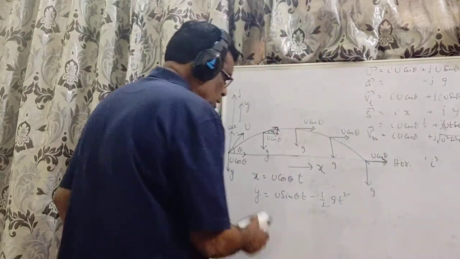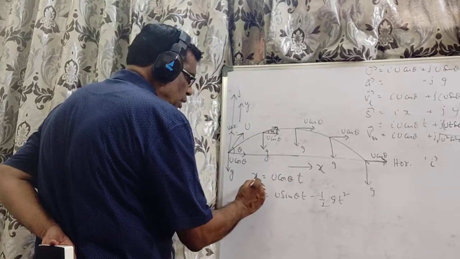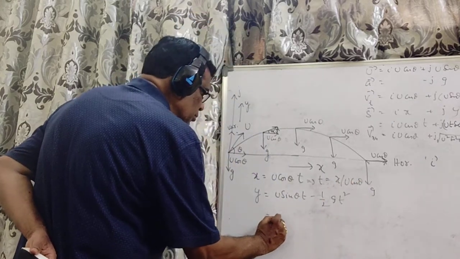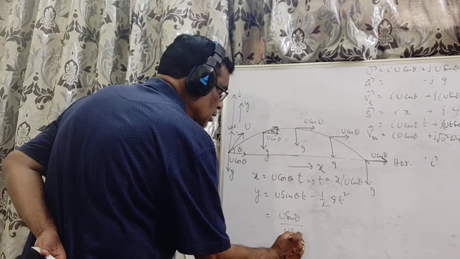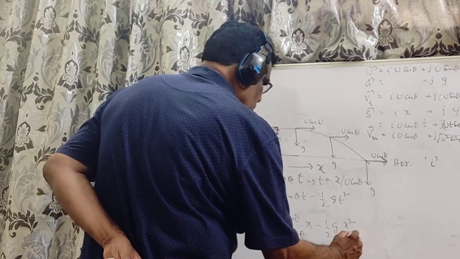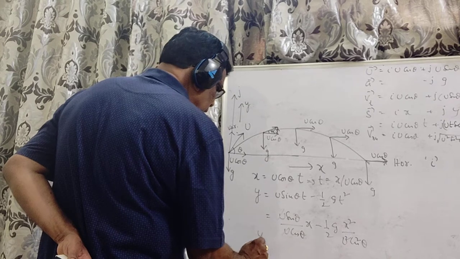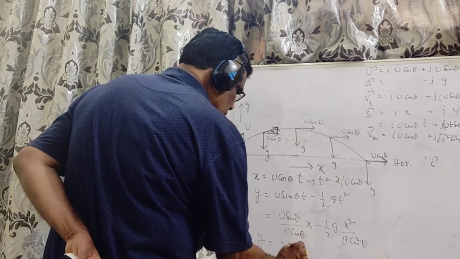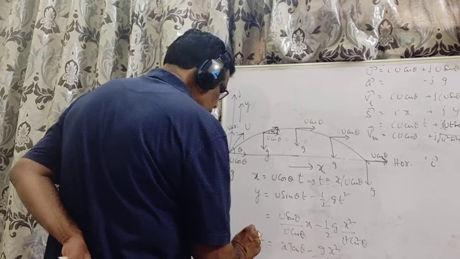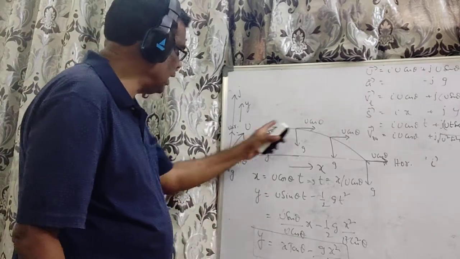So in order to get the path of this body, what shall we do? Eliminate t. So this t becomes x by u cos theta. This implies t is equal to x by u cos theta, substituted. U sin theta by u cos theta minus half g x square by u square cos square theta. Now you may write this as x tan theta minus g x square by 2u square cos square theta. Now this is the trajectory.